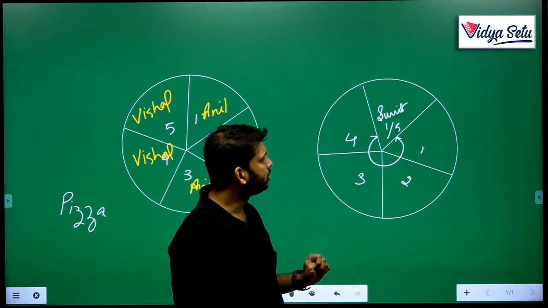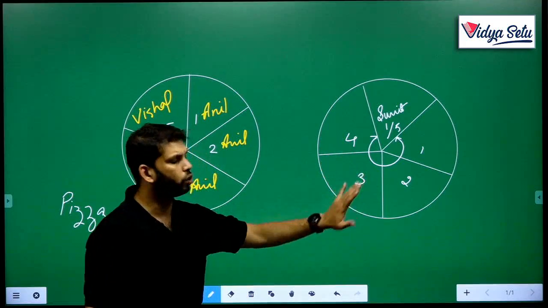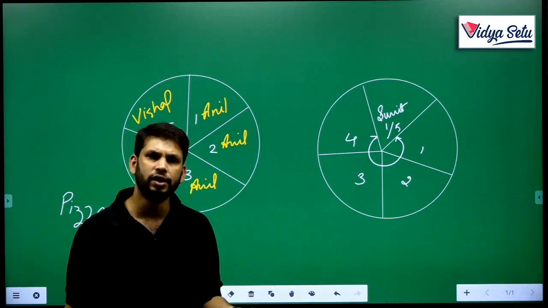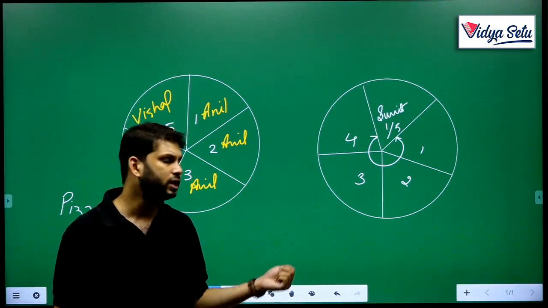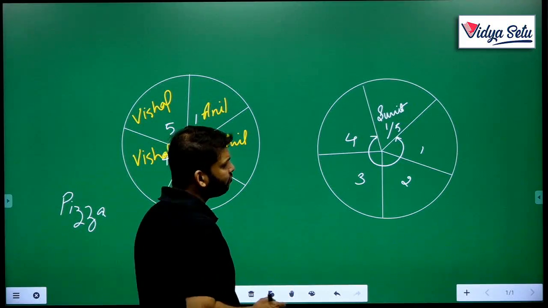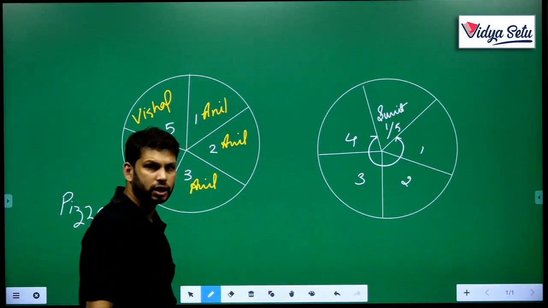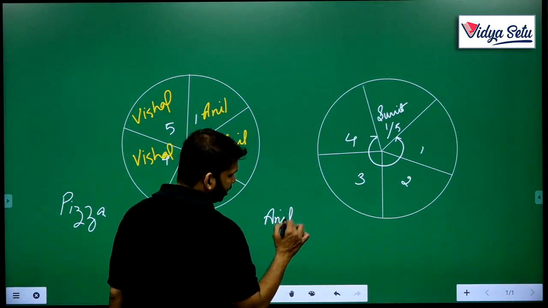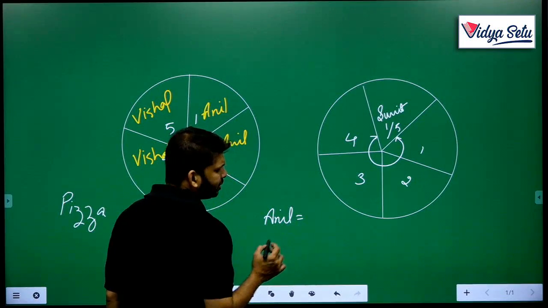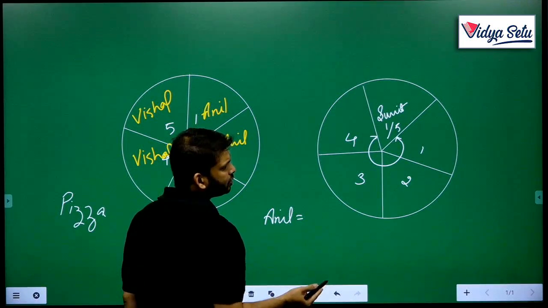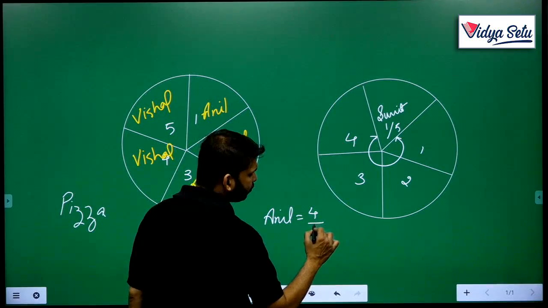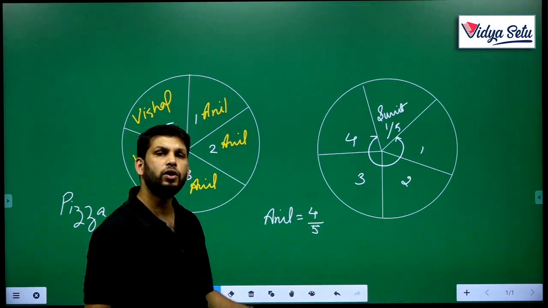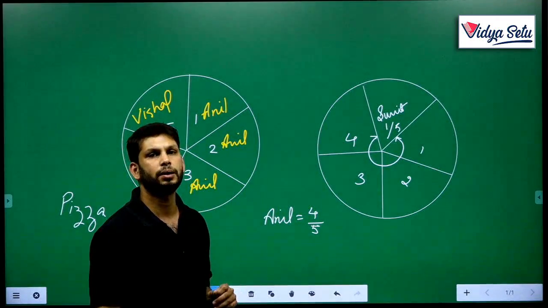How will Anil and Vishal divide these 4 pieces amongst themselves? If the question mentions something, very good. If the question does not mention anything, what will happen? They'll divide in their old profit sharing ratio. So for Anil, how much is remaining? Earlier he was having the whole pizza, now only 4/5 share is remaining for him. Why 4/5? Because 1 upon 5 is already being taken by Sumit.